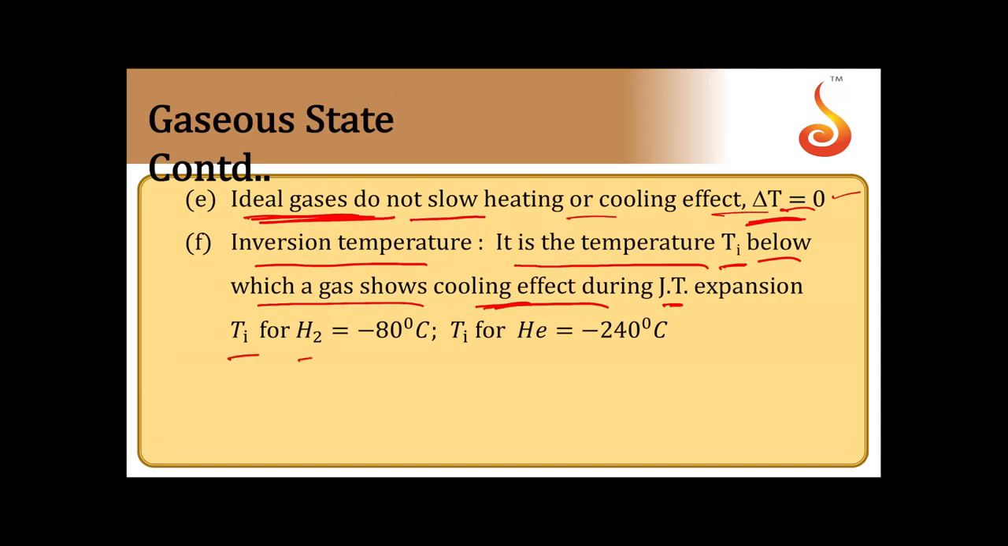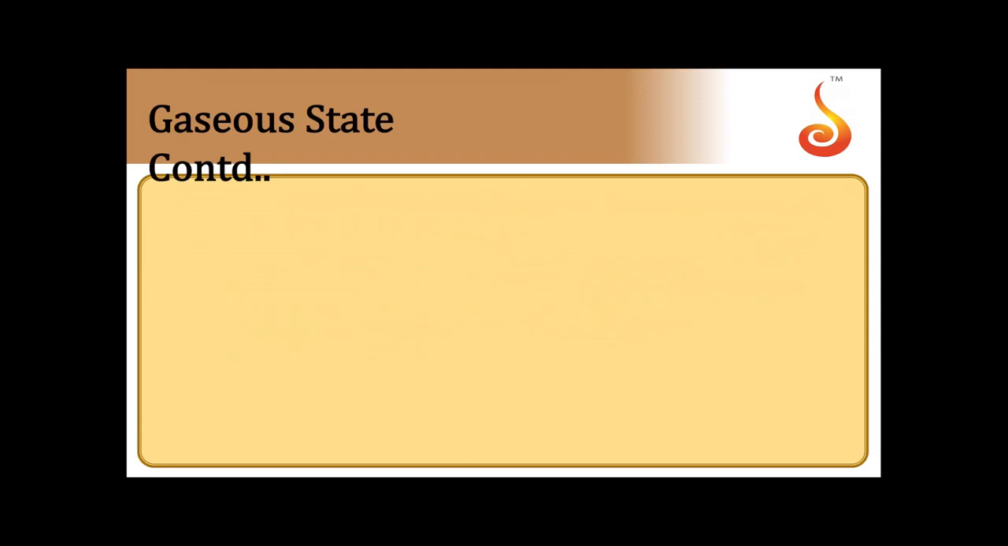So the Ti value for H2 is minus 80 Celsius and Ti value of helium is minus 240 Celsius. So if molecules have stronger attractive forces, then the Ti value is going to be higher. Since Ti value is very much less for helium, it means it is having very much lower attractive forces.